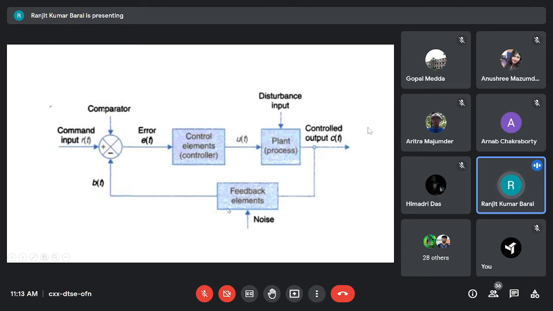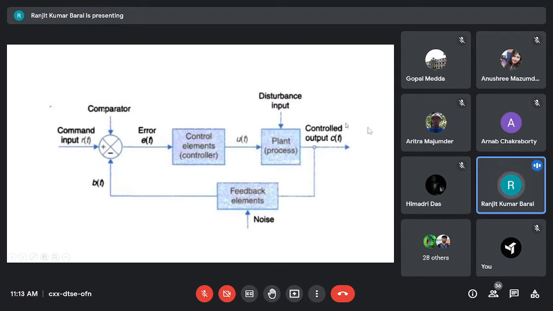Do you know the difference between a transducer and a sensor? There is a misconception that we need transducers here for feedback. No, we need sensors. There is a distinct, or you can say definite, difference between a sensor and a transducer.